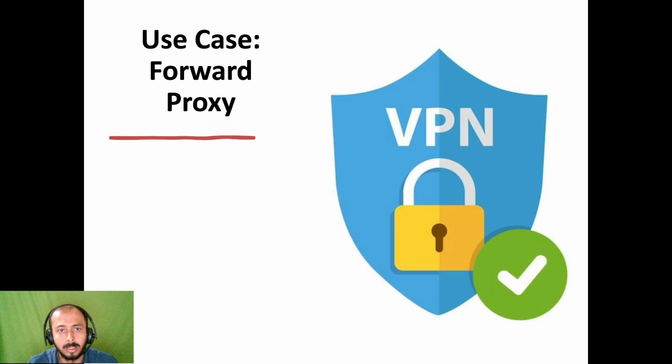I'll explain what the use cases of the forward proxy are. As we know, even our government blocks some sites, but let's say a user wants to access those sites. In that case, he can use a forward proxy. What the forward proxy will do is hide the client IP and access the site using the forward proxy IP.